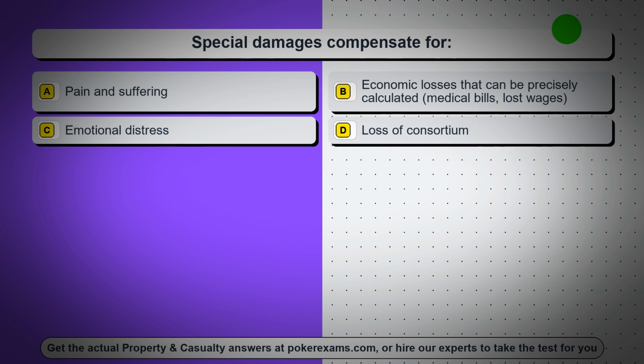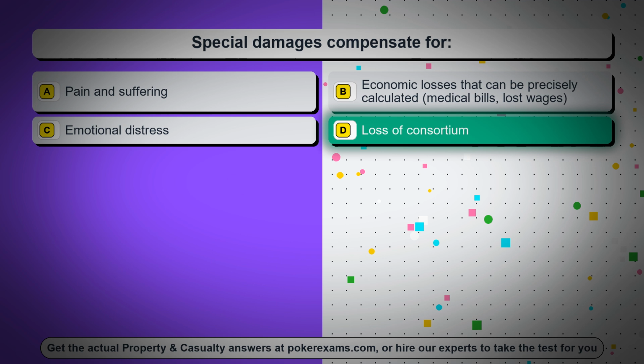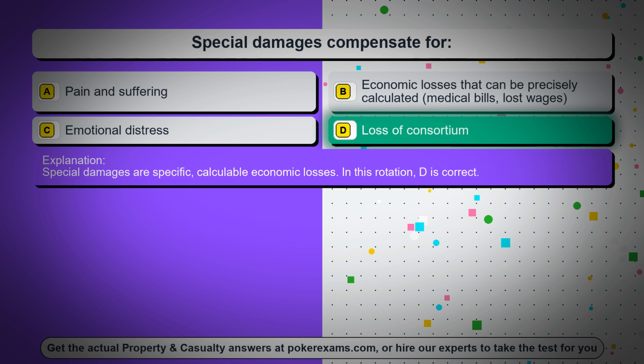Question 5. Special damages compensate for Option A, pain and suffering, Option B, economic losses that can be precisely calculated, medical bills, lost wages, Option C, emotional distress, Option D, loss of consortium. The correct answer is Option D, loss of consortium. Special damages are specific, calculable economic losses. In this rotation, D is correct.